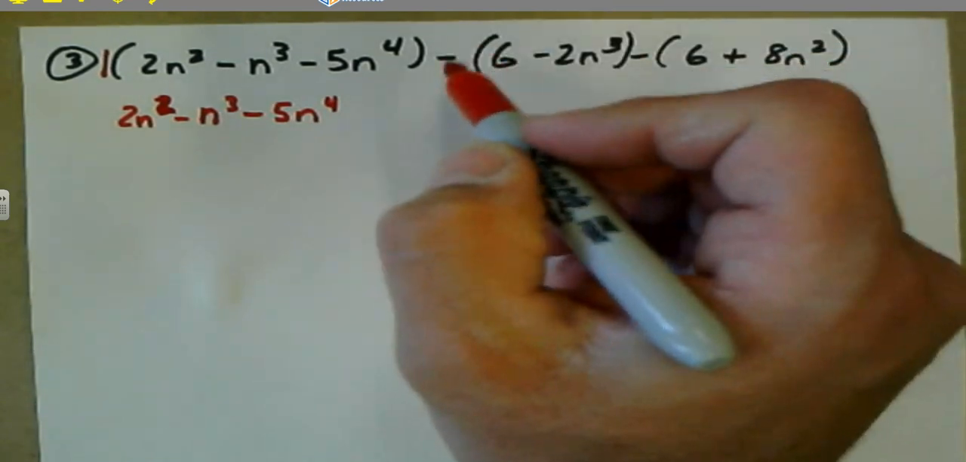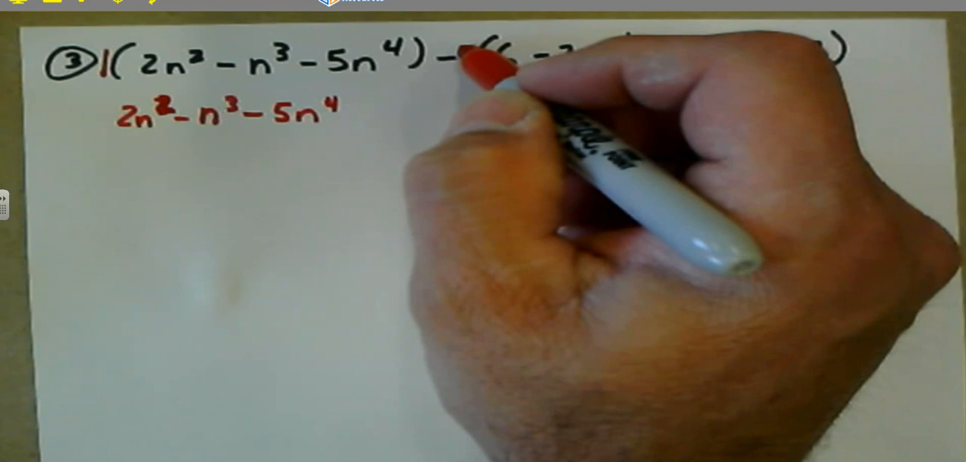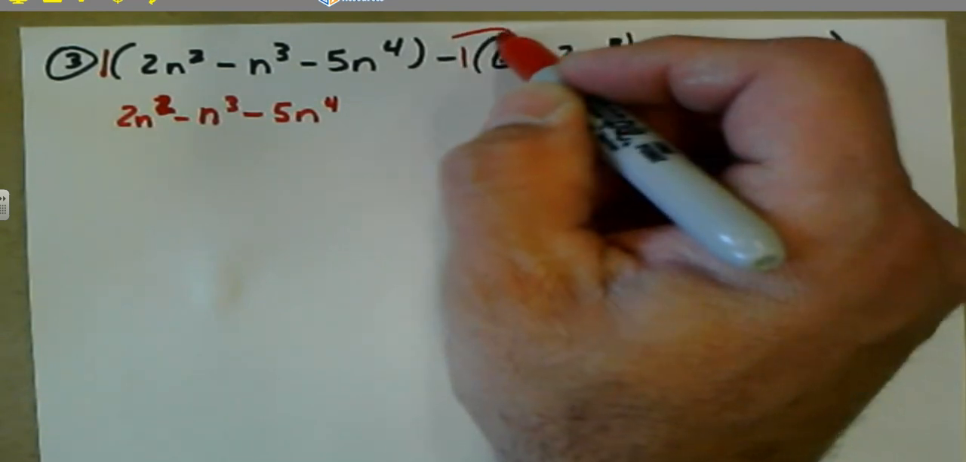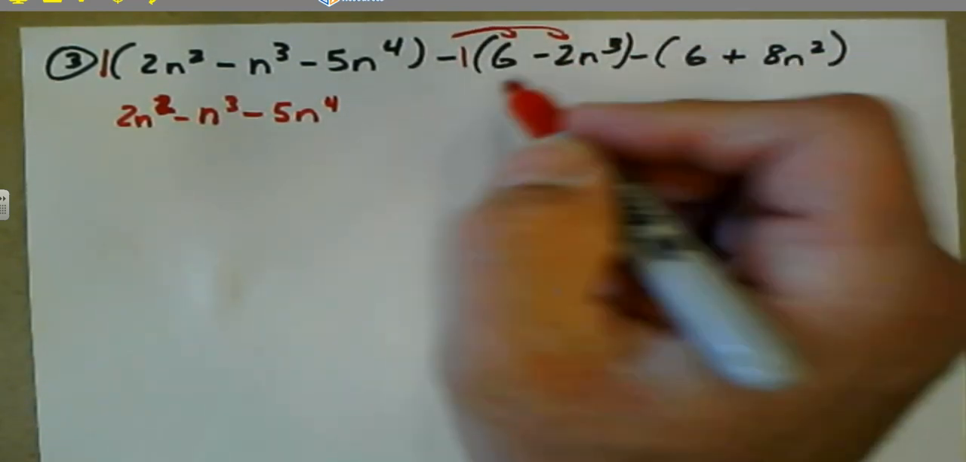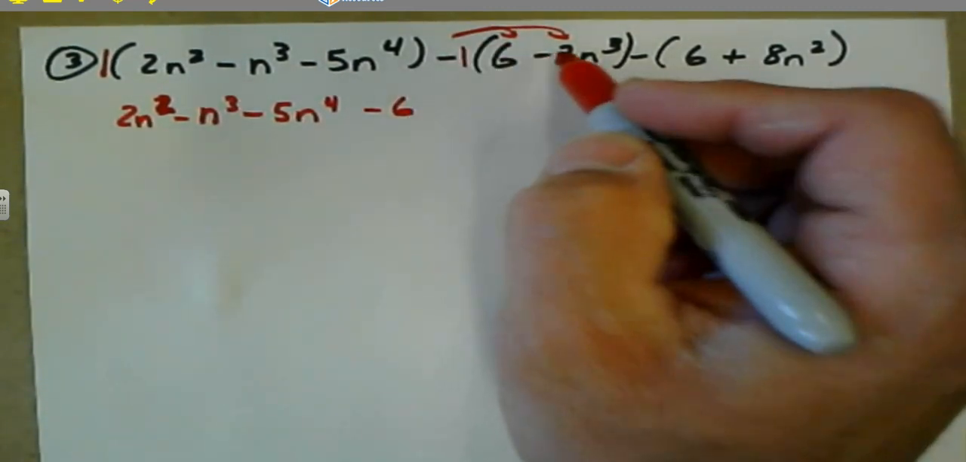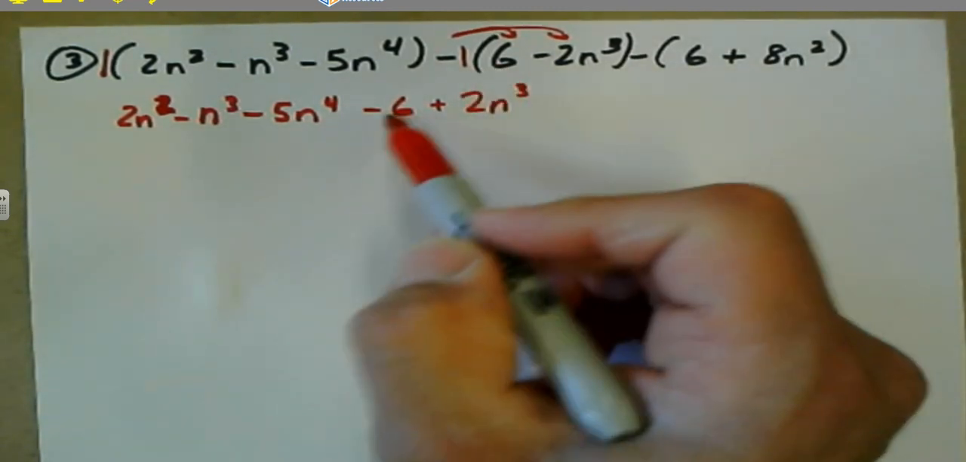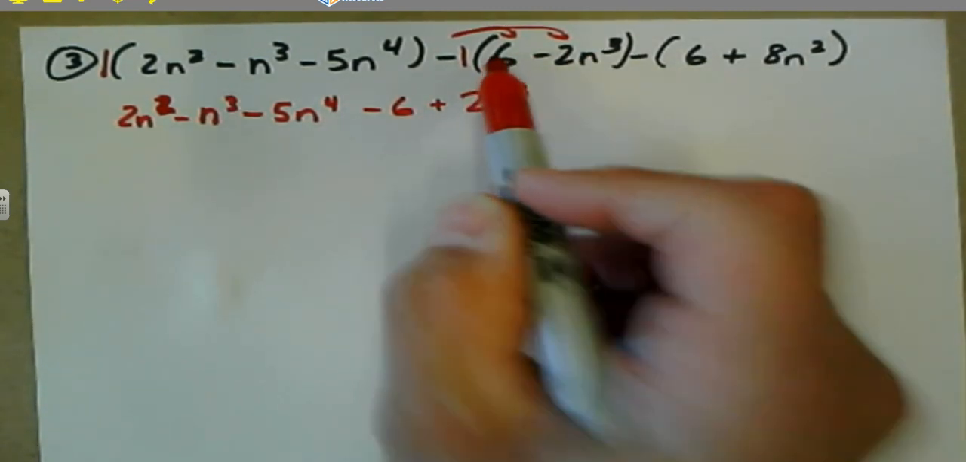Now, however, if we look right here, this is minus all of this. So that's basically the same as multiplying each one of these by negative 1, which all it does is change its sign. Negative 1 times 6, negative 6. Negative 1 times negative 2, positive 2. N to the third. All I did was change their signs. Make sure you change the first one.